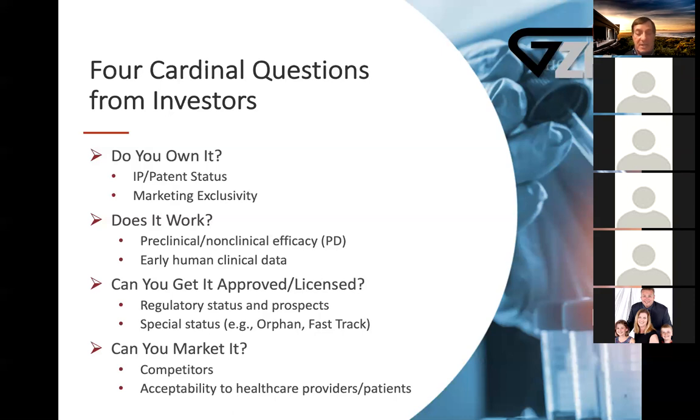What are the competitors like? What is the acceptability to healthcare providers and patients? And really that discussion of inhaled insulin is important on the marketing front as well.